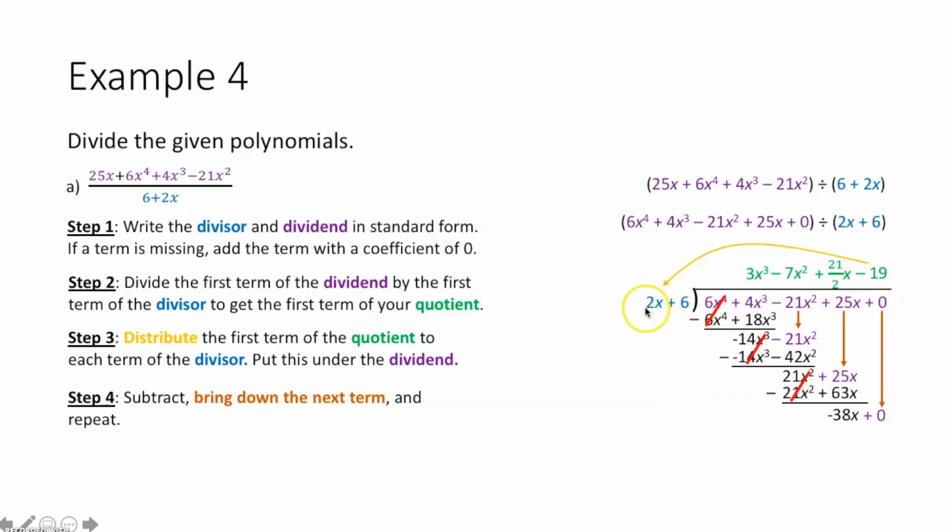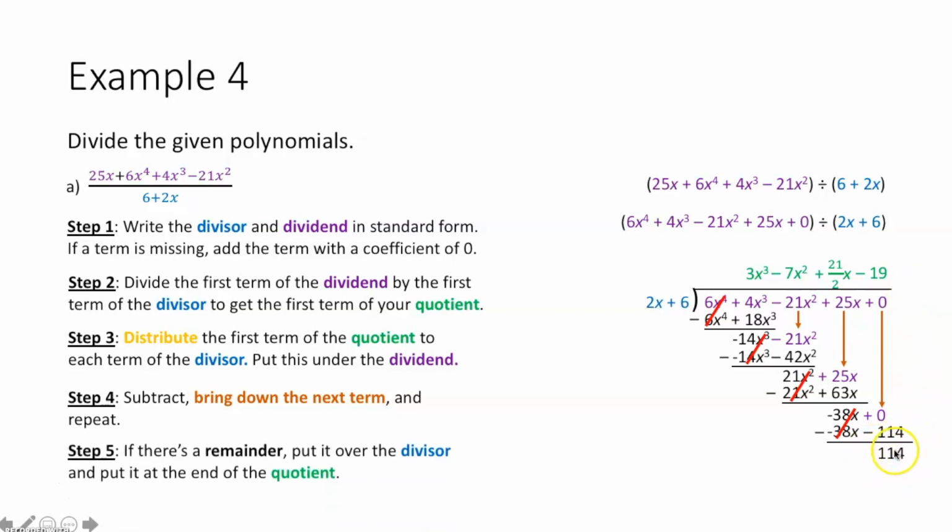So negative 19 times 2x is negative 38x. Sweet, that's why we did it. These are going to cancel each other out. And then negative 19 times 6 is going to be negative 114. We then subtract negative 38x minus negative 38x. Those cancel each other out. And 0 minus negative 114 is the same as 0 plus positive 114. So that would be positive 114. Since there's nothing else to bring down, this is our remainder. We're going to take that remainder and put it on top of our divisor and tack it on the end of our quotient. So our answer looks something like this.